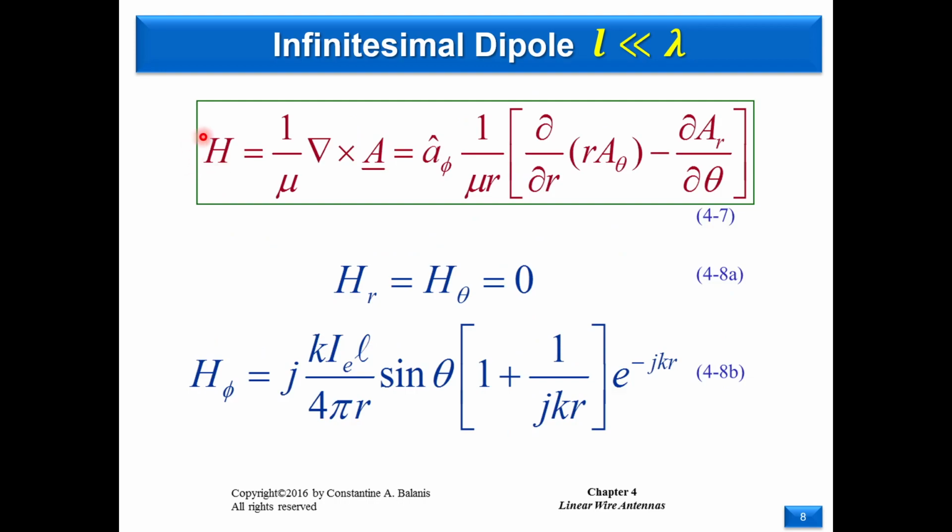To find H, the magnetic field intensity, we just find the curl. Here the curl is in the spherical coordinate system. We'll find that we have dependency only on theta and R. Just do the math and we'll find that HR equals 0, H theta equals 0, and H phi has this expression.